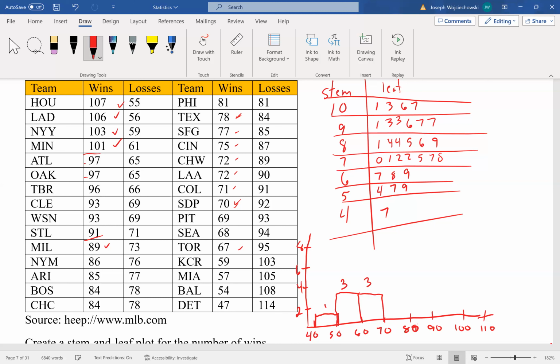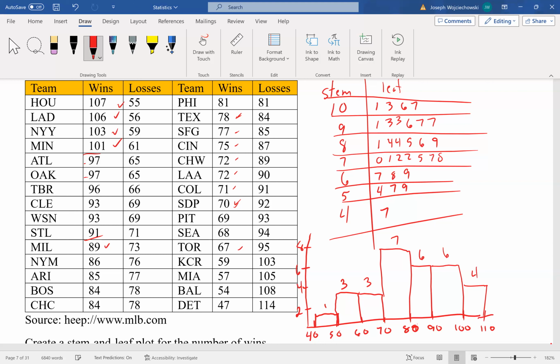Then the 70 to 80 range, 1, 2, 3, 4, 5, 6, 7. And we're going up here to 7. And the 80 range, 2, 4, 6. 90 range is 6 as well. And then we had 4 teams between 100 and 110. Note the bars touch.